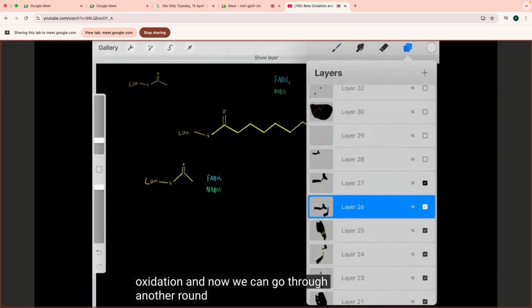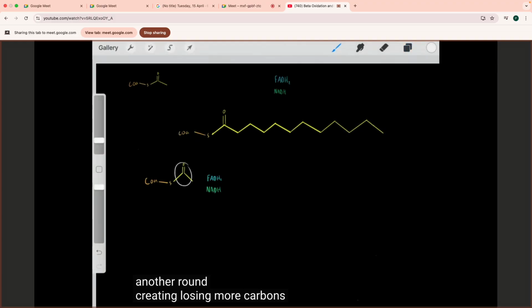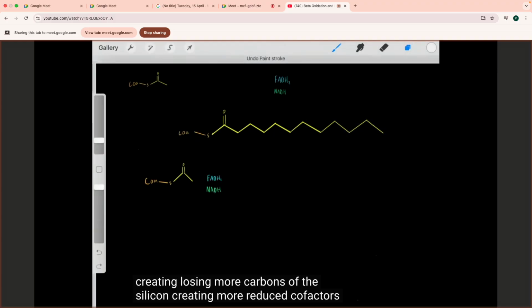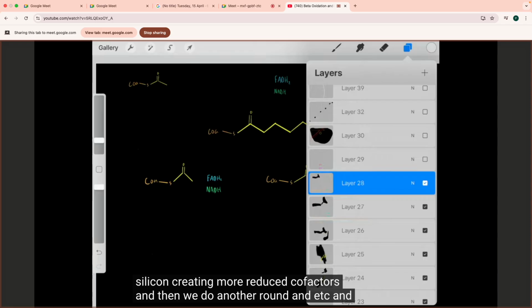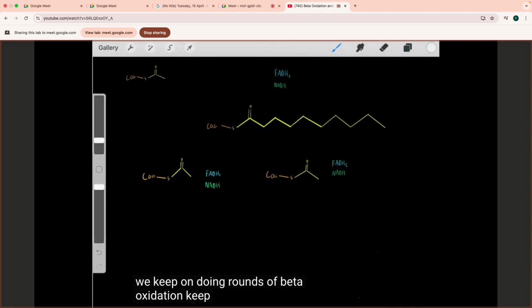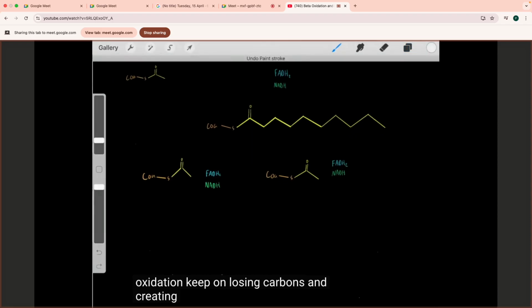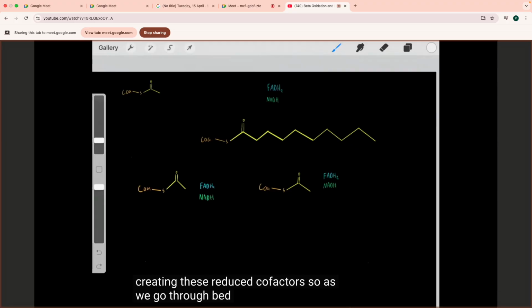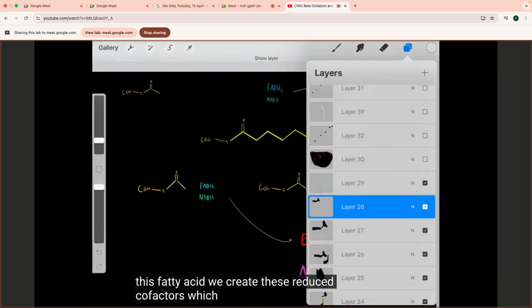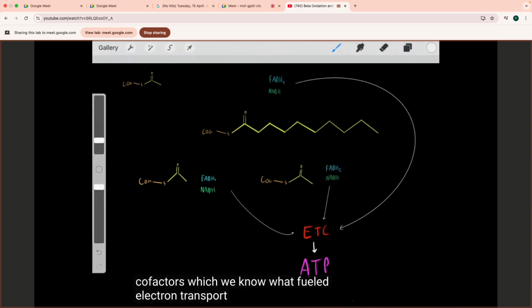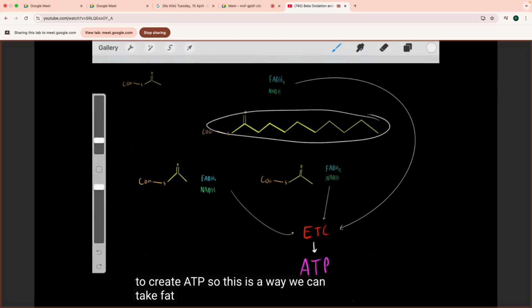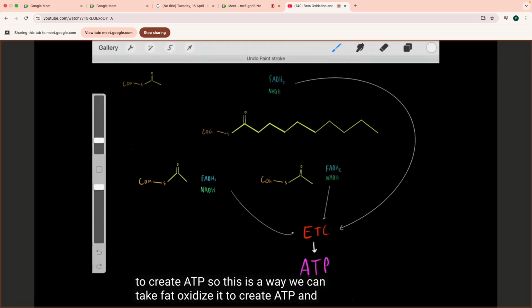And now we can go through another round, losing more carbons of acetyl-CoA and creating more reduced cofactors. And then we do another round, and so on. We keep on doing rounds of beta oxidation, keep on losing carbons and creating these reduced cofactors. So as we go through beta oxidation and oxidize this fatty acid, we create these reduced cofactors, which we know fuel the electron transport chain and can be used to create ATP. So this is a way we can take fat and oxidize it to create ATP.